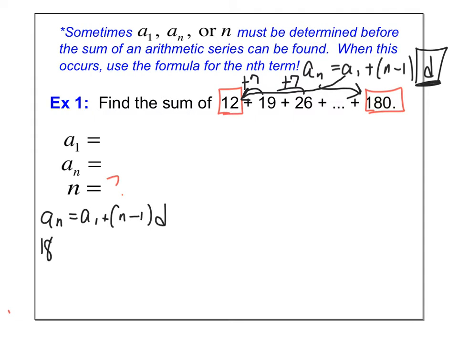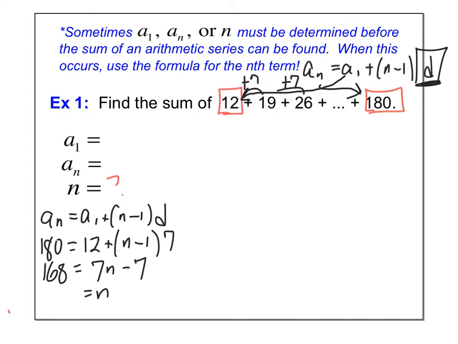The nth term of this sequence is 180. The first term is 12. N is what we are trying to solve. And 7 is my common difference. If I subtract 12 from 180, I get 168. And if I distribute the 7, I have 7n minus 7. And when we solve this equation, we will find that there are 25 terms in this particular sequence that we are trying to add up all of the terms to.